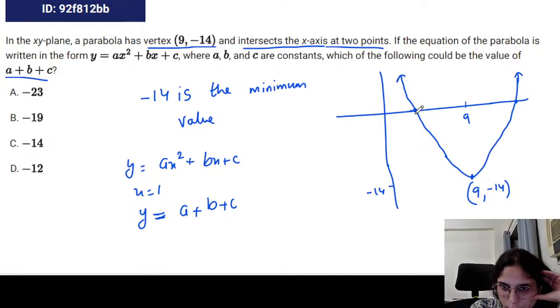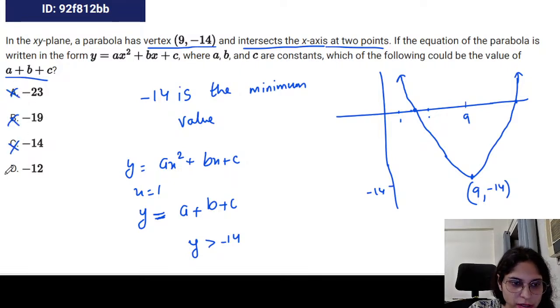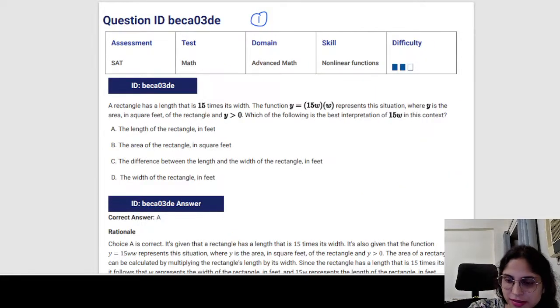So when x is equal to 1, that means over here. It could be here, it could be here. But the y value is a plus b plus c and your minimum is negative 14, so y has to be greater than negative 14. Right? That means we look at the options where y is greater than negative 14. Negative 23 is gone, negative 19 is gone, negative 14 is gone. The only option is negative 12. And for this one, I want to see how they are solving it.